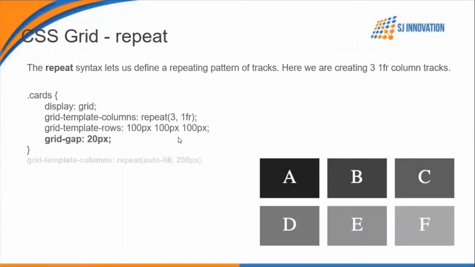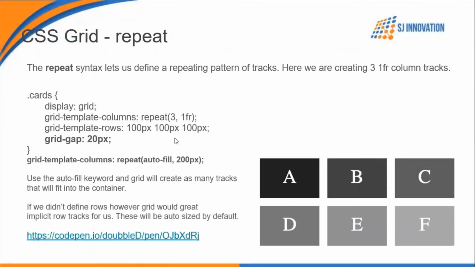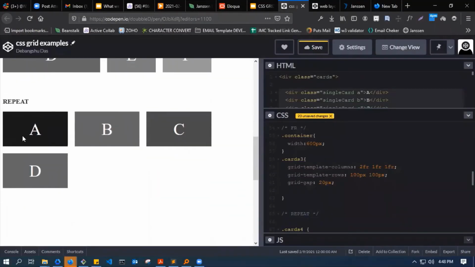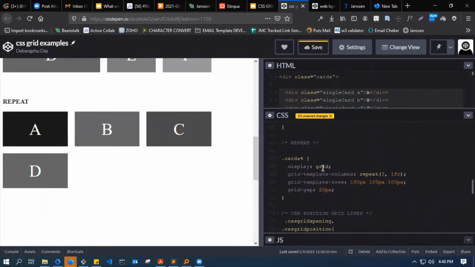Yeah, CSS Grid repeat. So repeat is really important in CSS Grid because we can really easily add more columns or more rows using the repeat function of CSS Grid. So let's check how it works.